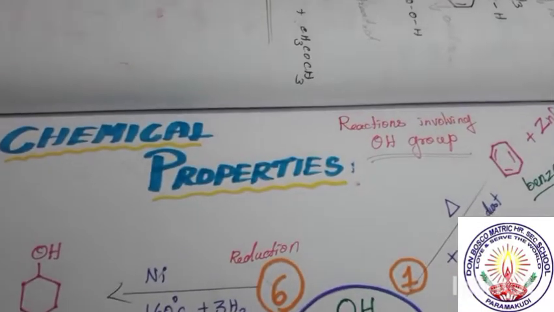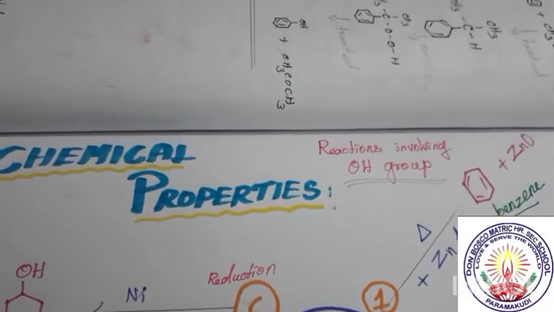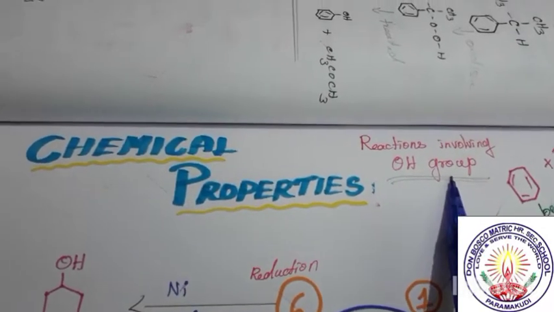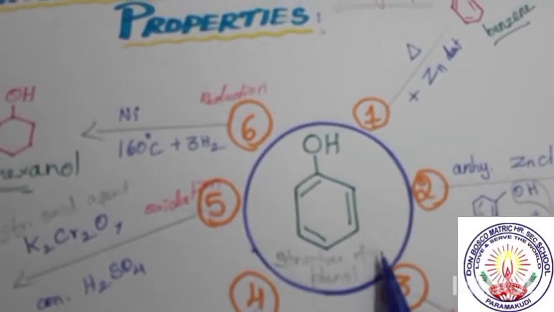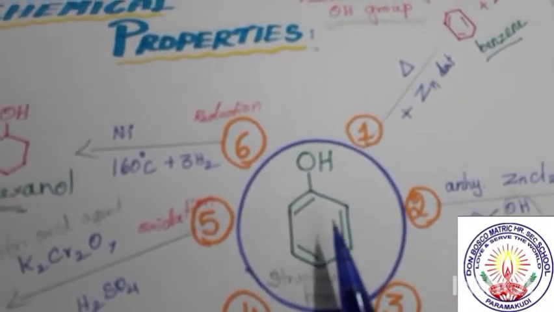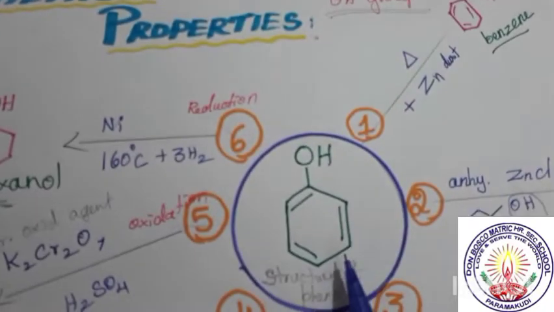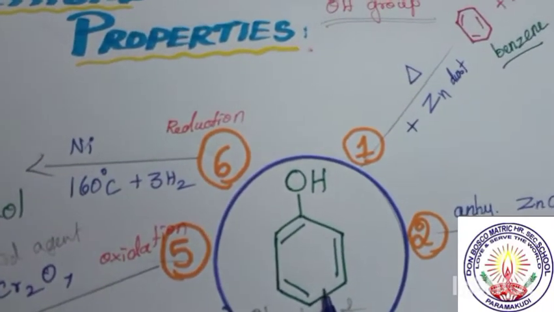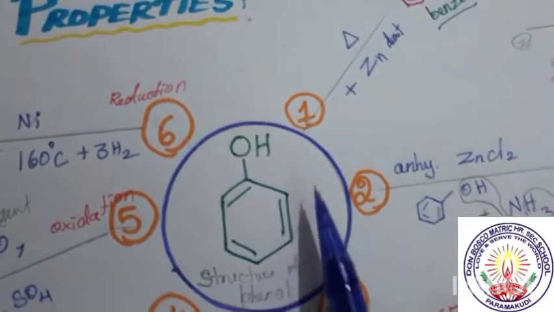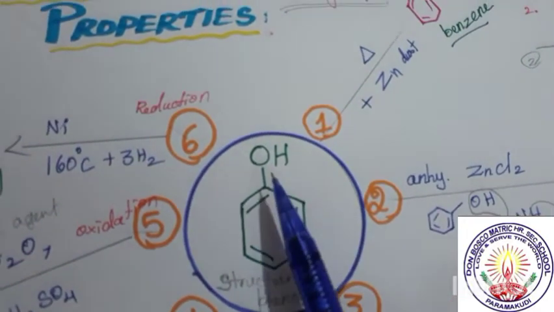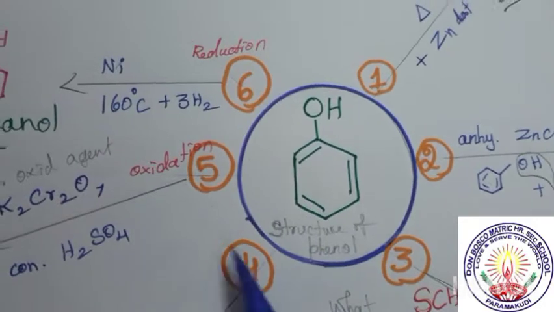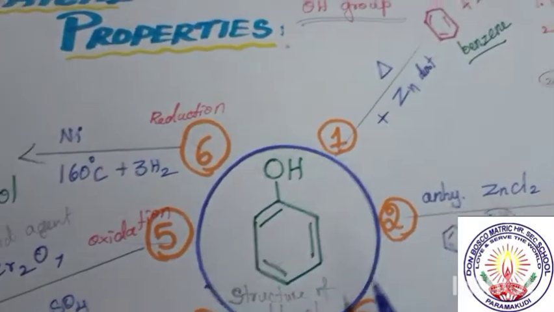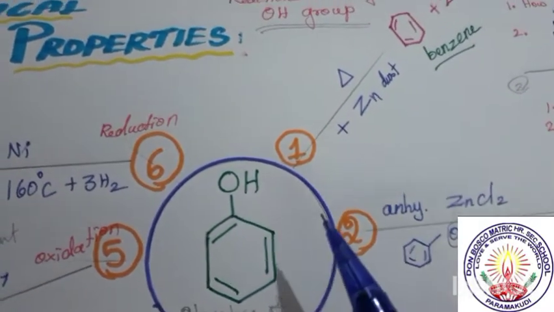Chemical properties, that is, reactions involving the OH group. Now this is the structure of phenol, that is, the OH group directly present on the benzene ring. These have nearly 6 reactions: 1, 2, 3, 4, 5, 6. See the first one.